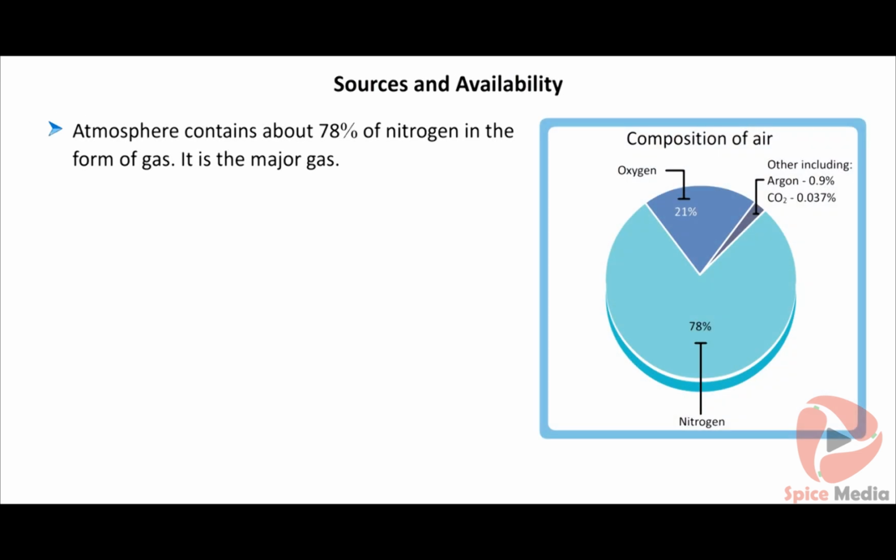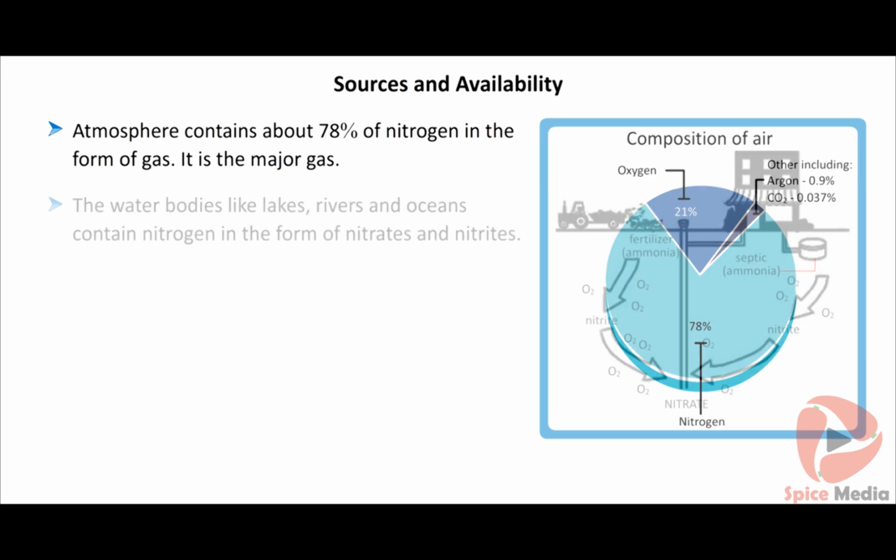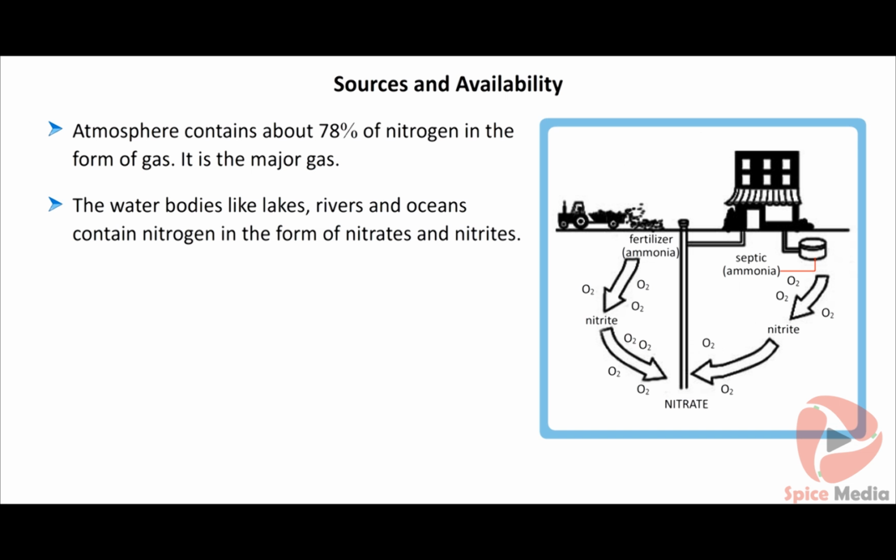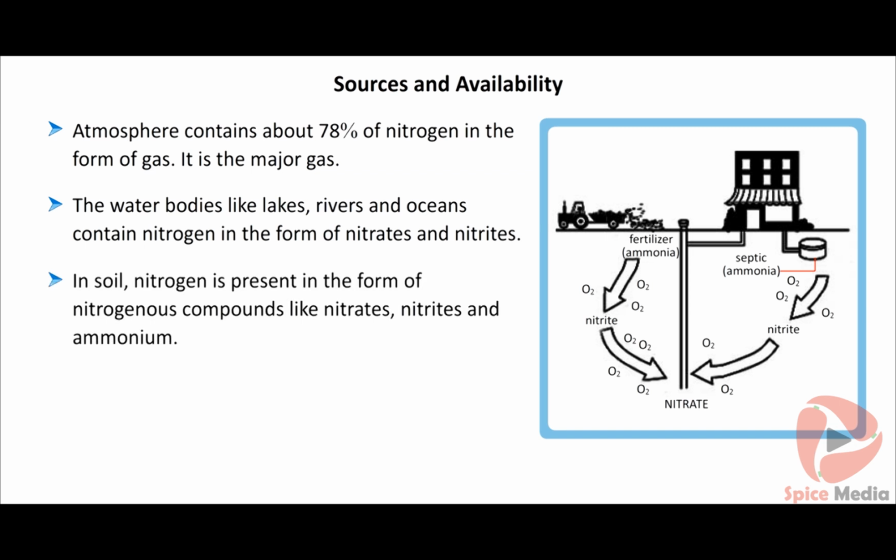The atmosphere contains about 78% of nitrogen in the form of gas. It is the major gas present in the air. The water bodies like lakes, rivers, and oceans contain nitrogen in the form of nitrates and nitrites. In soil, nitrogen is present in the form of nitrogenous compounds like nitrates, nitrites, and ammonium.